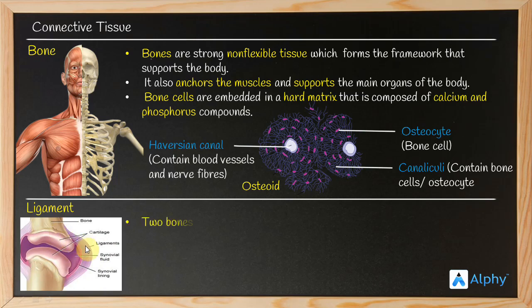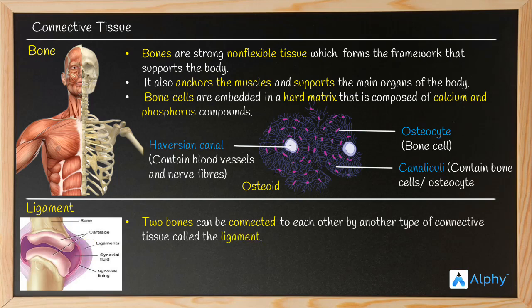Let's see. Two bones can be connected to each other by another type of connective tissue known as ligaments. So tell me the function of a ligament. They connect two bones, right? That's it. Second point, this tissue is very elastic. It has considerable strength also. So this particular tissue is very elastic, which connects two bones, right? That's it. So they are elastic, and along with that they have considerable strength, right?